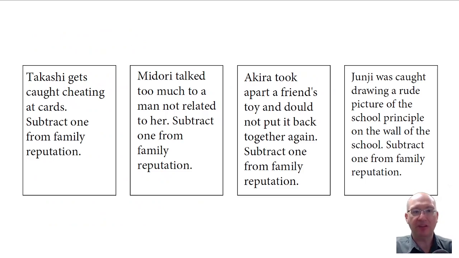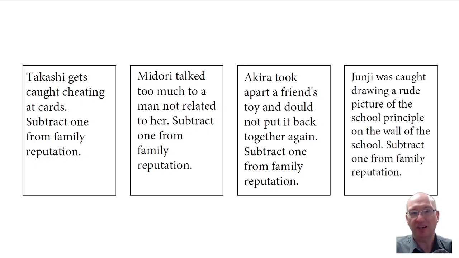These are examples of cards. I tried to make it connect to the people. So Takeshi gets caught cheating at cards. He was the husband. He maybe gambled, subtract 1. Midori talked too much to a man not related to her, subtract 1 from family reputation. The idea is to capture the feeling, the atmosphere. Akira took apart a friend's toy. You can see I made a mistake. Could not put it back together again. Subtract 1 from family reputation.